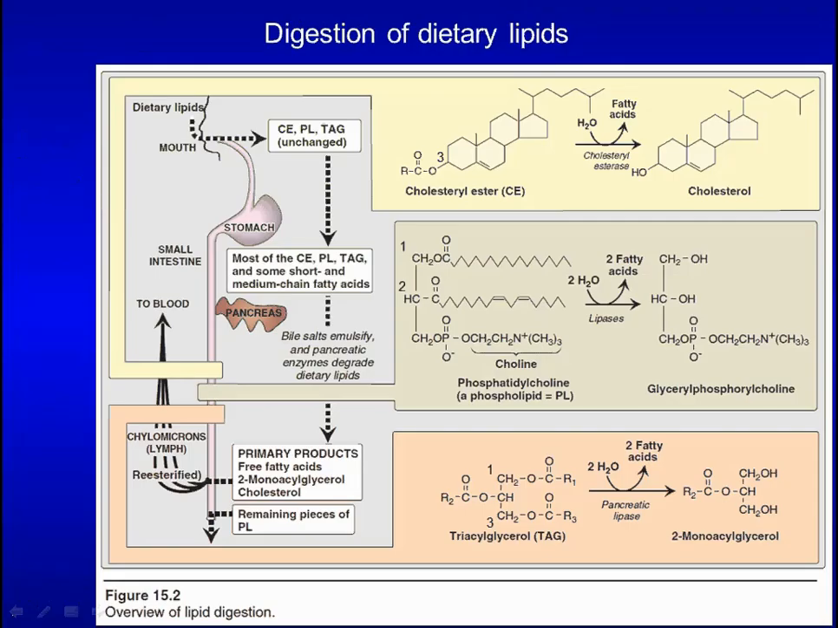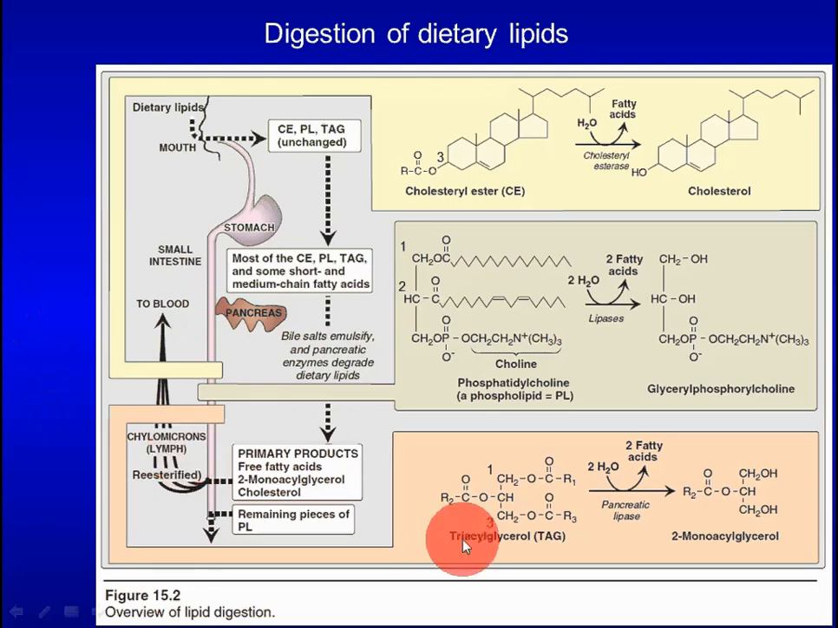Most lipid digestion takes place in the small intestine. Main enzymes are derived from the pancreas. Emulsification in the duodenum by bile salts and segmentation contractions in the intestine increase the surface area of lipid particles to facilitate digestion by pancreatic enzymes.